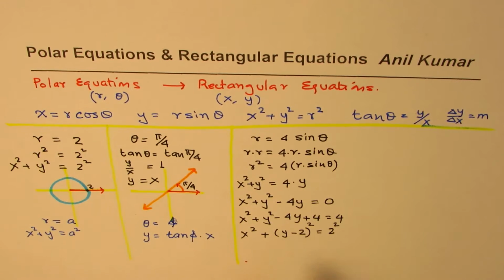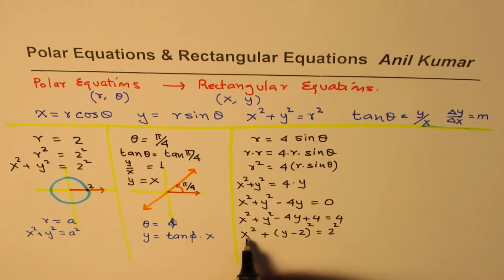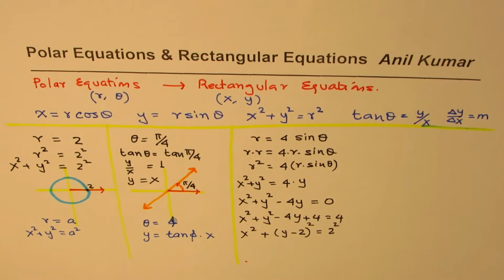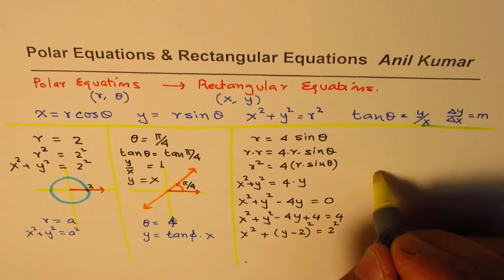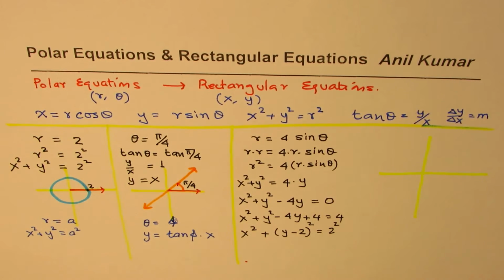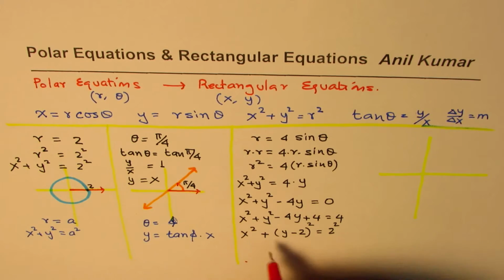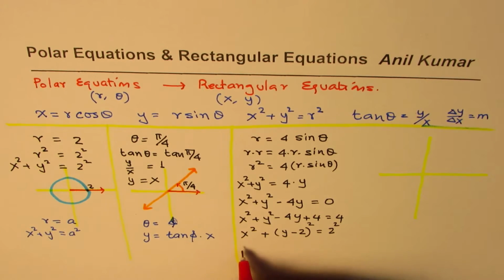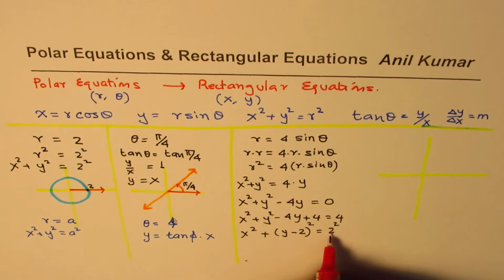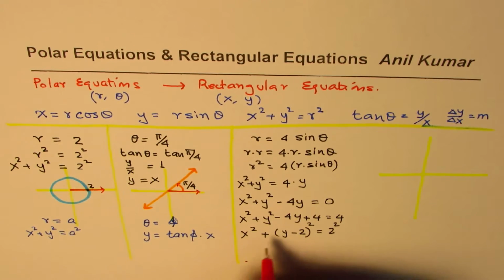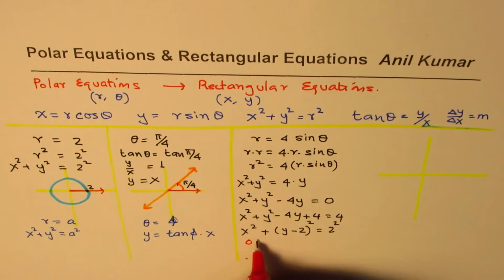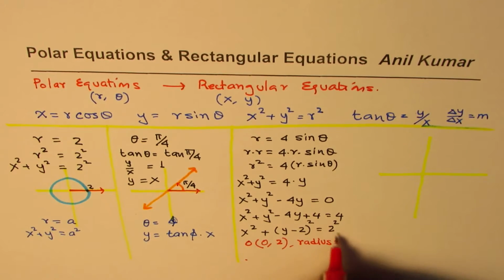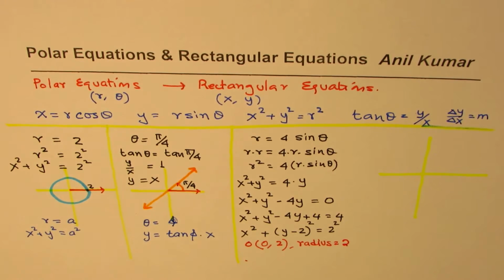Now, the only thing here is that this circle has its center at x equals 0 and y equals 2. So let me sketch this here. So we have an equation which is a circle with radius 2, and the center, we say O, is at 0 and 2. And the radius, you'll get confused with r, is 2, right? So that is the equation of the circle.